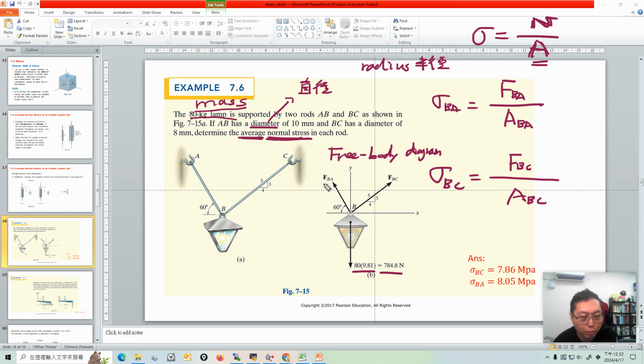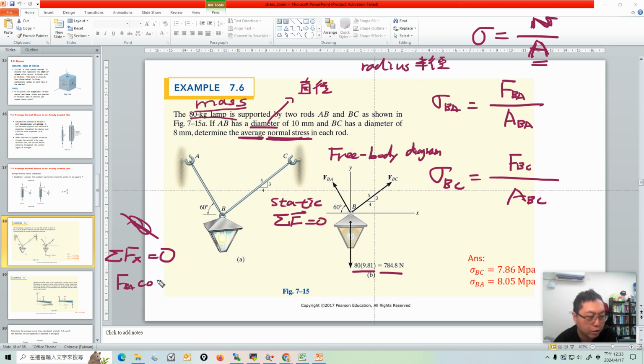So how can we calculate FBA and FBC? I think it's very simple because this looks like a 2D problem. Do a force balance, how easy is that. Everything is static, so sigma Fx is equal to 0. In this course everything is static, so sigma F equals 0. Let's consider the force in the x direction. Here we have FBA and cosine 60 degrees.